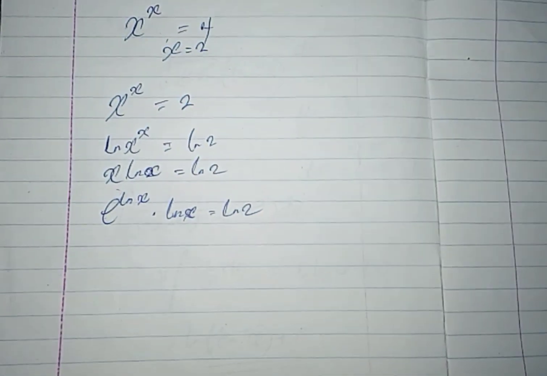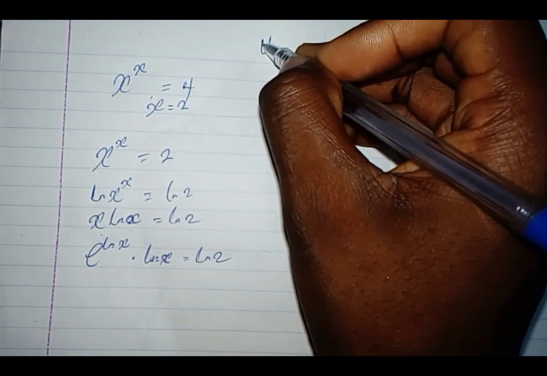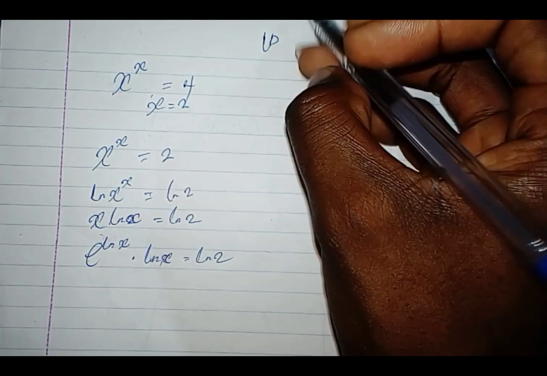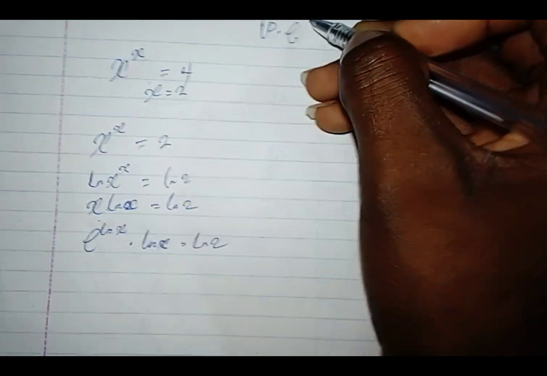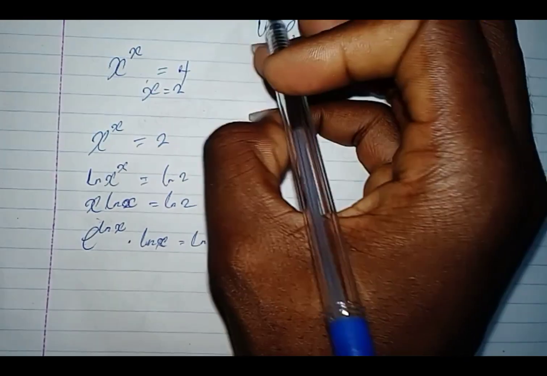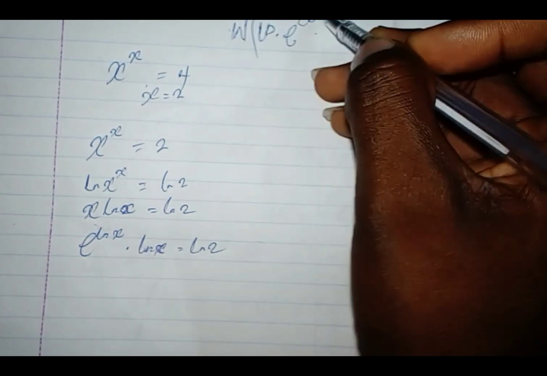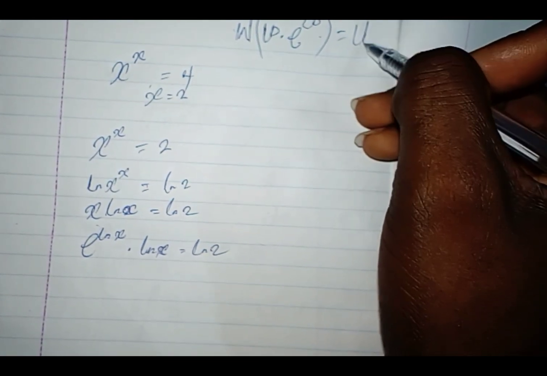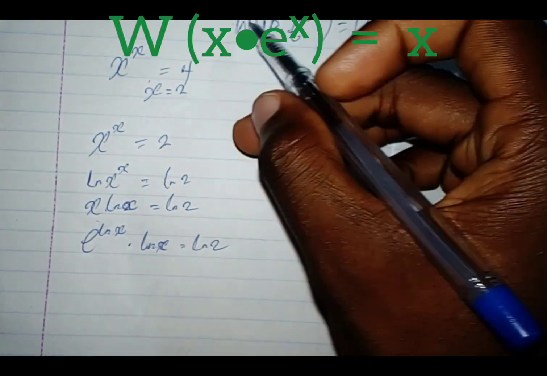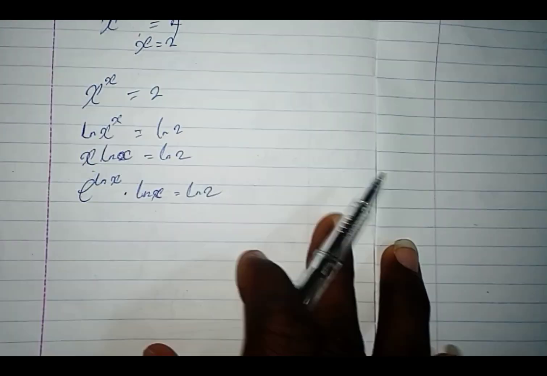So according to the Lambert W function, it says when a cup, assuming it's a cup, just assume. How do they draw cups? When a cup is multiplied by e raised to the power of that same cup, and you are to find the Lambert W function of this, it says this is equal to the cup. So in essence, when x multiplied by e to the x, the Lambert W function of it is equal to x. We already got something similar to that here, right?